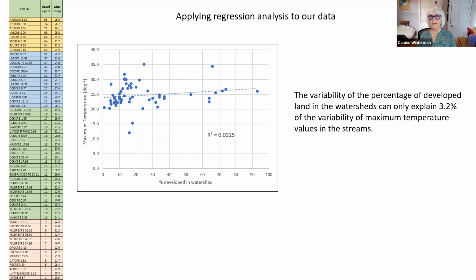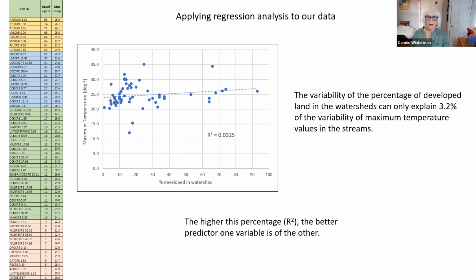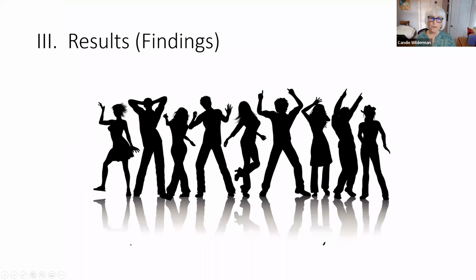What this is basically saying is that the variability in the percentage of developed land in the watersheds can only explain about 3.2% of the variability in maximum temperature. So it's not particularly useful. The higher this percentage, the higher the R squared value, the better predictor one variable is of another. So basically what we're saying here is that percent developed in the watershed is not going to be a very good predictor of maximum temperature. Too complex. All right, I'm done with the methodology.